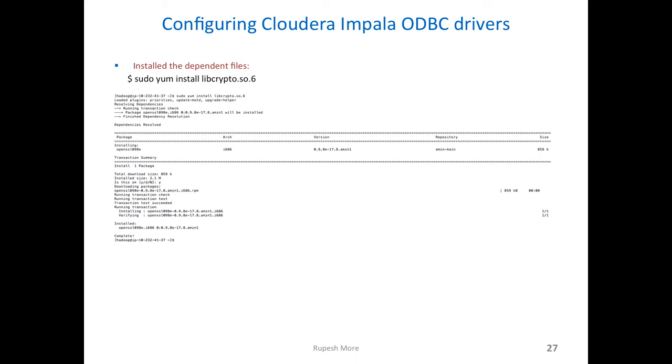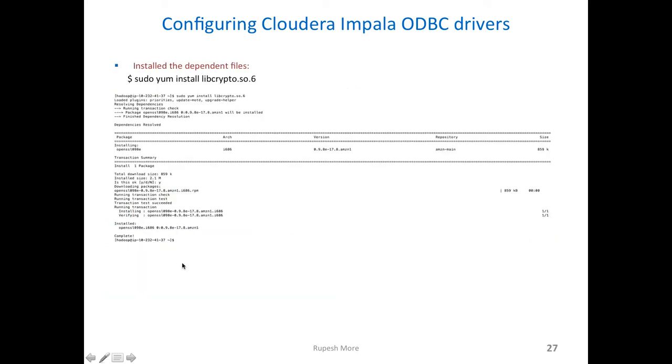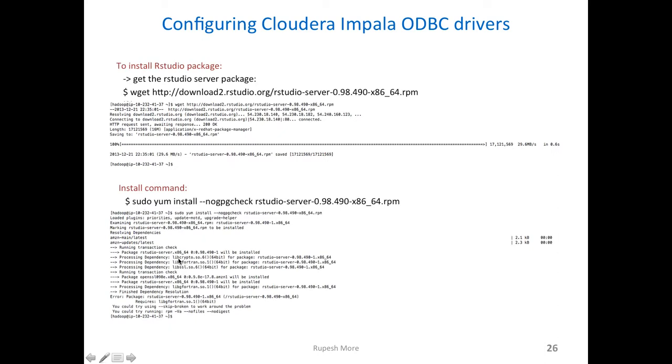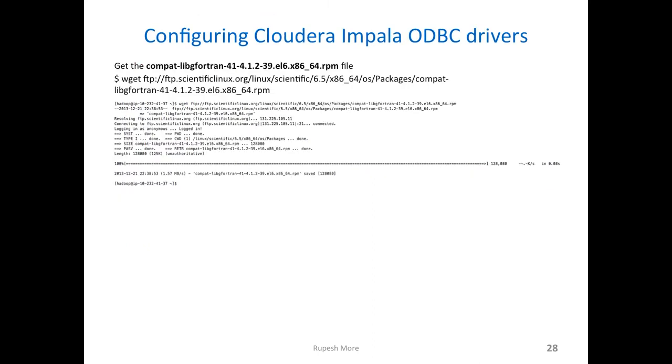Next, to install the dependent files. In the previous step, you can see here that the install of RStudio server was not proper because there was a dependency on these three files: libcrypto, fortran, and ssl.so.6. So we will install those files first. This is libcrypto.so.6. The second is to get the libfortran file.